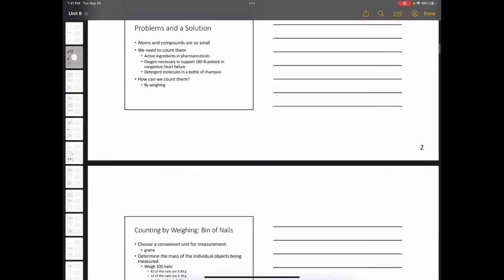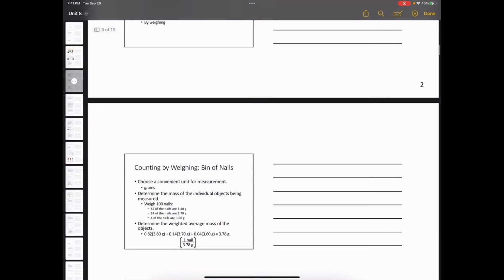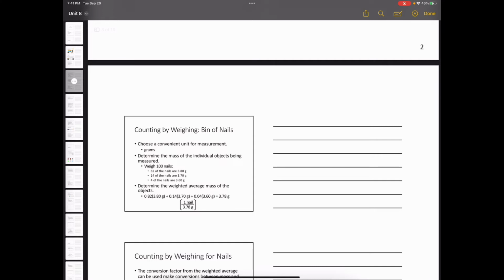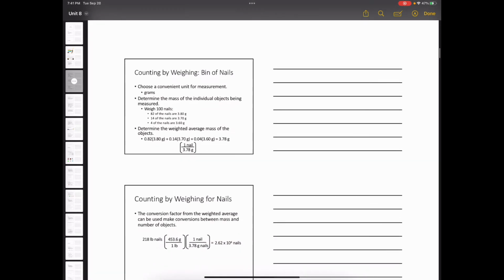How do we know how much we have? By weighing. Even though we're talking about atoms and compounds, which are a very small amount, we are going to establish a relation between weighing and knowing exactly how much you have of the atoms. And for that, I'm going to start with an example of nails. Then from that example, we are going to draw a comparison between nails and atoms, so you guys are able to understand how we can count how many atoms we have by just weighing.